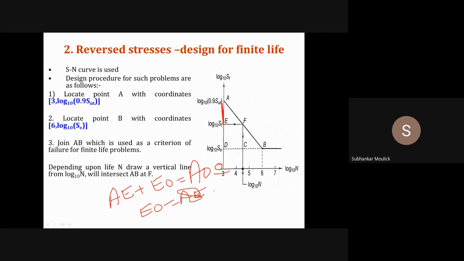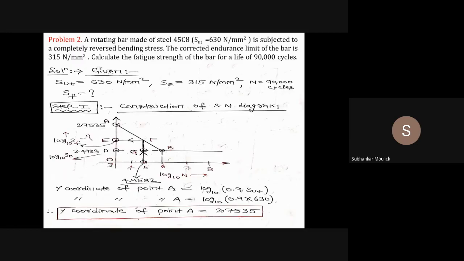Likewise, you can find out the fatigue strength of any component which is having some finite life. Now it will be much more clear to you once we solve one problem. Is the concept clear how we are doing it? Any doubt so far? No, sir, clear. Okay, so let us take a problem and see how we can design a component. Designing a component means how we can find out the fatigue strength of a component if it is having some finite fatigue life. Okay, so let us solve one problem.